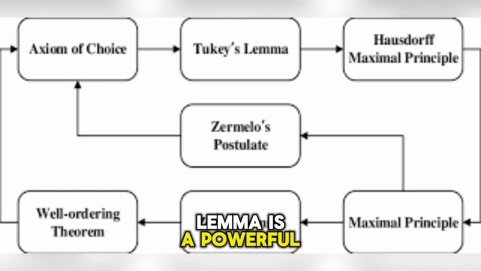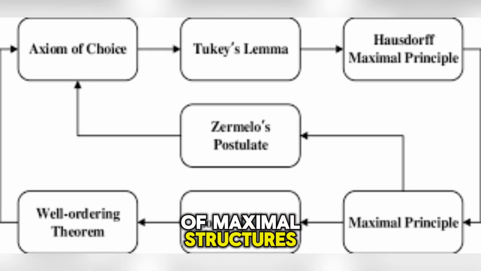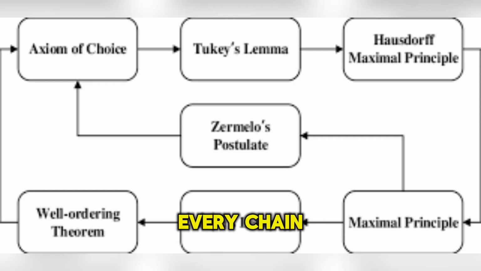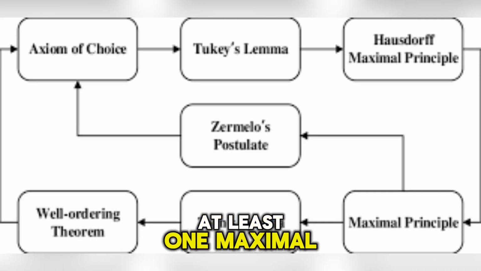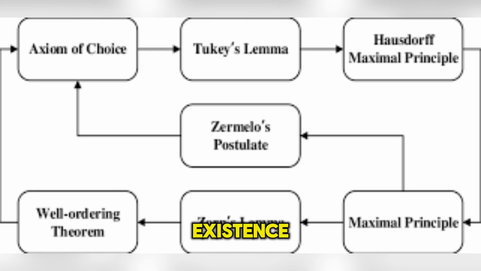Zorn's lemma is a powerful tool used by mathematicians to prove the existence of maximal structures, such as a basis for an infinite-dimensional vector space. It states that if every chain in a partially ordered set has an upper bound, then the set contains at least one maximal element, providing a bridge between local order and global existence.